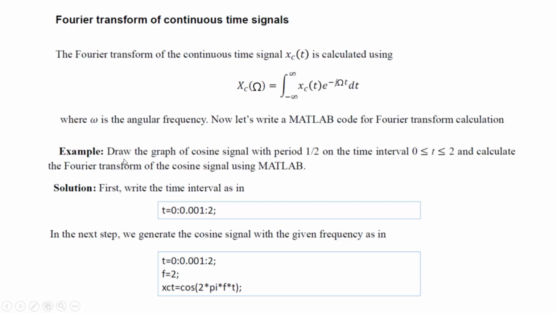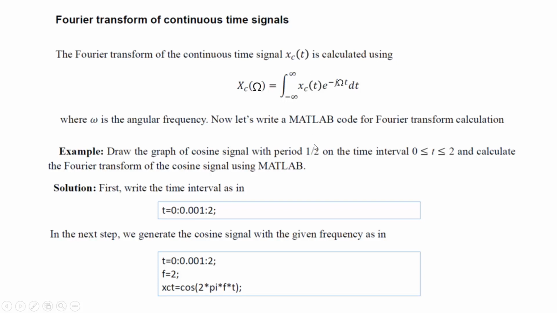Now, to start with, we will draw the graph of the cosine signal first with period 1 by 2, and the time interval is given from 0 to 2, and we need to calculate the Fourier transform of the cosine signal using Matlab. We will first define a time vector going from 0 to 2 with steps of 0.001. All right, so this is my time vector.